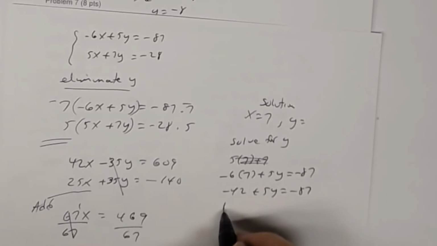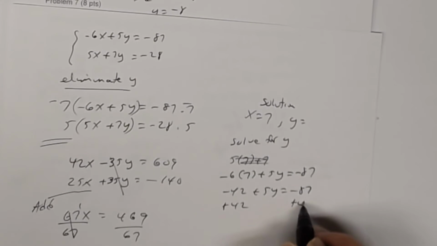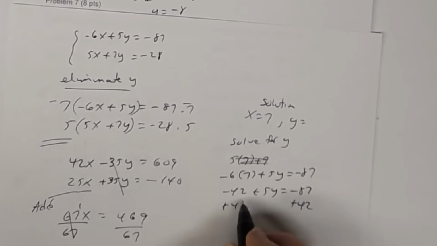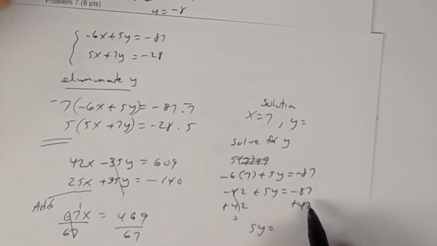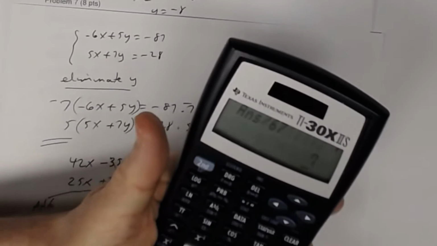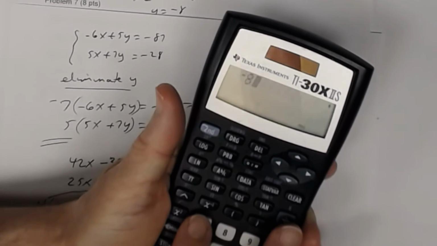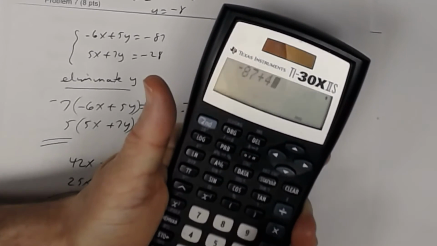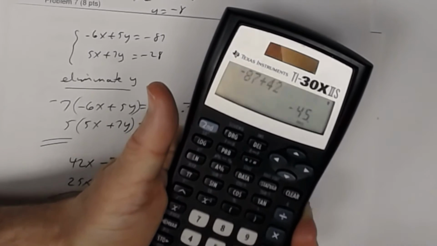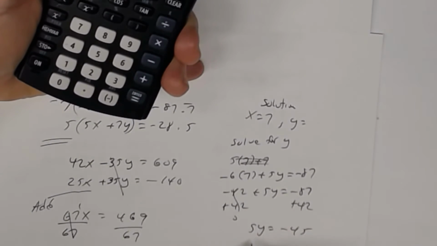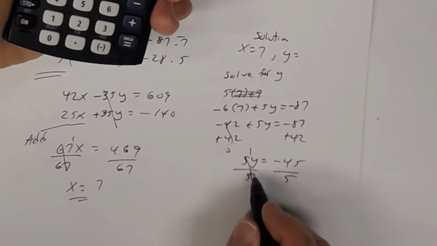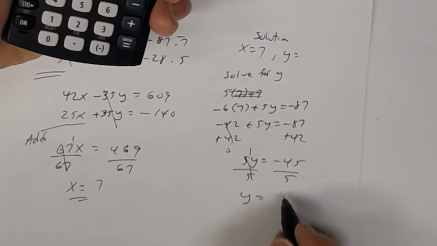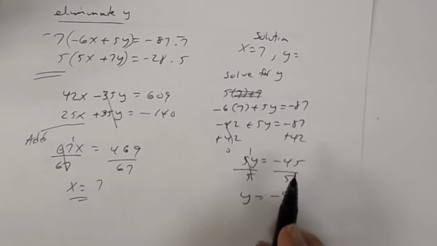Solving for y, I need to add 42 to both sides, right? What I do to one side, I do to the other. So that's 0. I get 5y equal, now negative 87 plus 42. Use your calculator if you have to. Negative 87 plus 42 equals negative 45. Dividing both sides by 5: 5 divided by 5 is 1, 1 times y is y, and negative 45 divided by 5 is negative 9. And that's what we had previously.